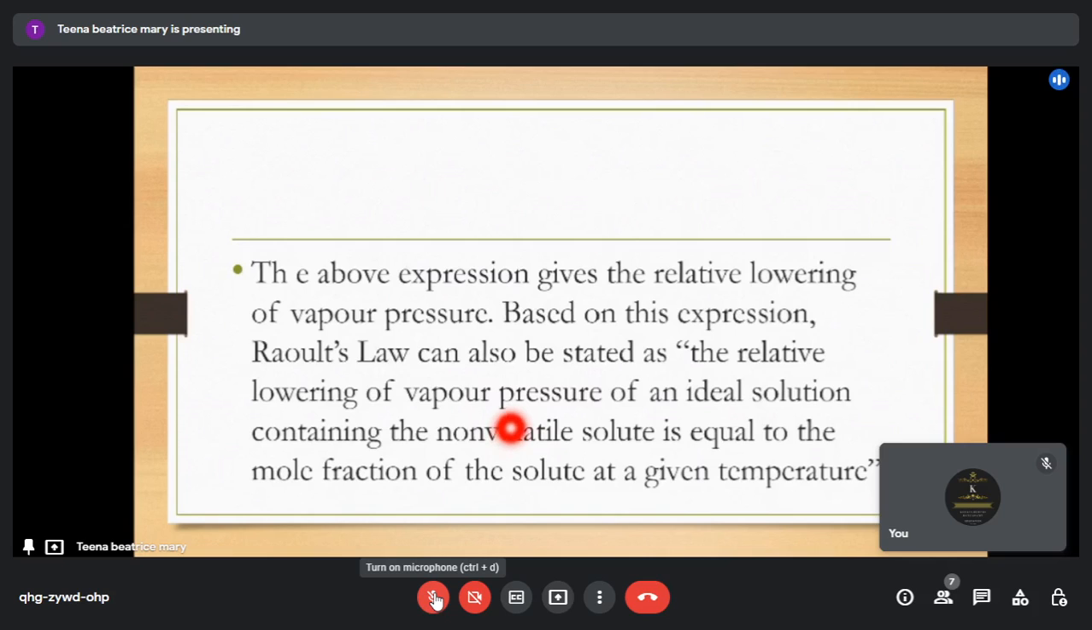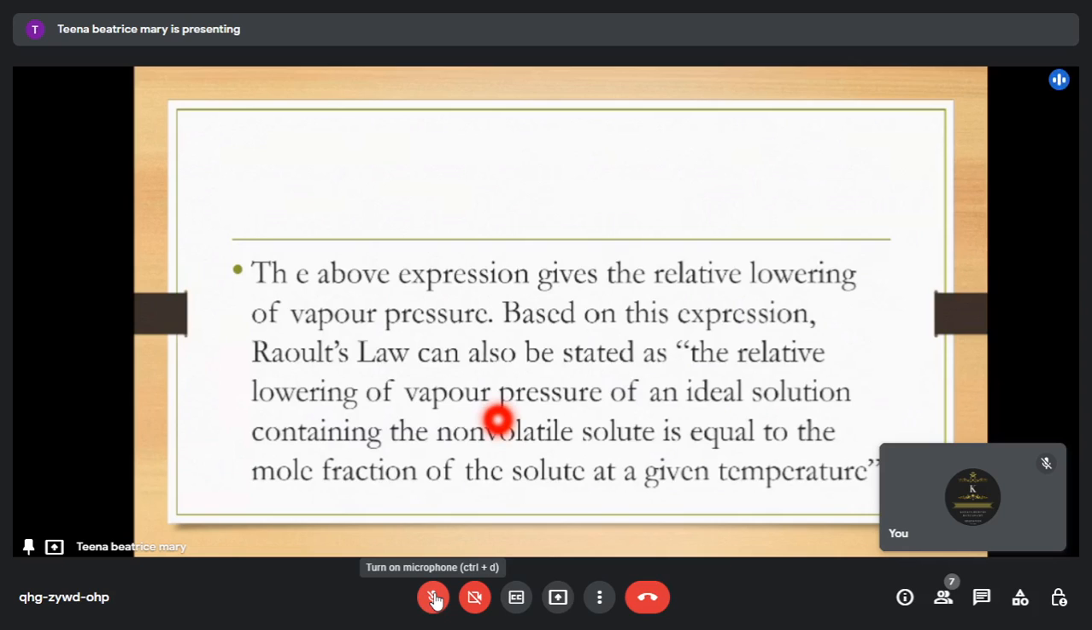So can anyone state again what is Henry's law? So we can now compare Henry's law and Raoult's law. So we can compare both. Henry's law, anyone? Vapor pressure of solute is directly proportional to mole fraction of solute in solution. Yes. So the vapor pressure of the solute is directly proportional to the mole fraction of solute in a solution.